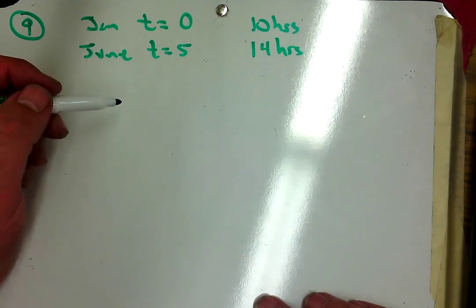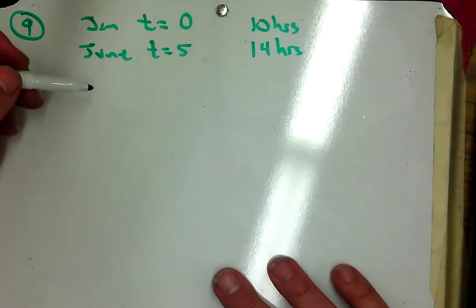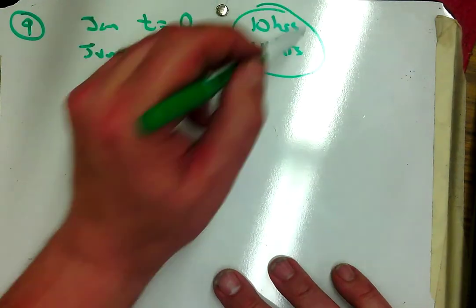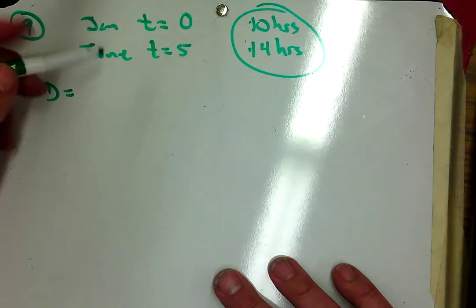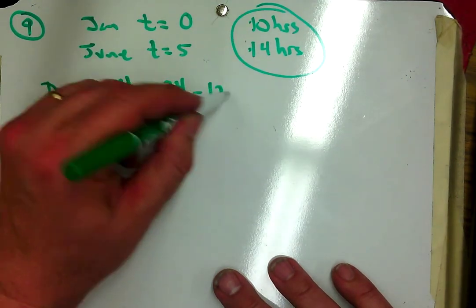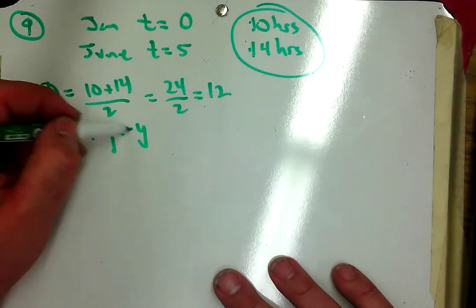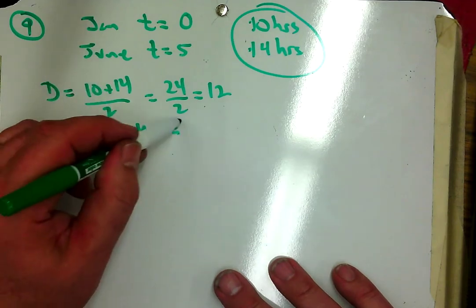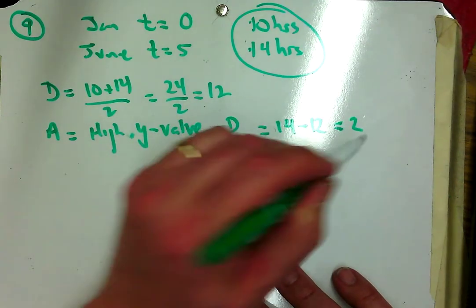There's 6 months here, and that's 14 hours. Okay. Develop a model for daylight as a function of time in months from January. Use this to predict when there will be 13 hours of sunlight. Okay, so I know that these are my outputs, these are my hours of sunlight. So to find my D value, I average the low and the high. 10 plus 14 divided by 2, 24 divided by 2 is 12. Our amplitude is the y value minus D, or 14 minus 12, or 2.